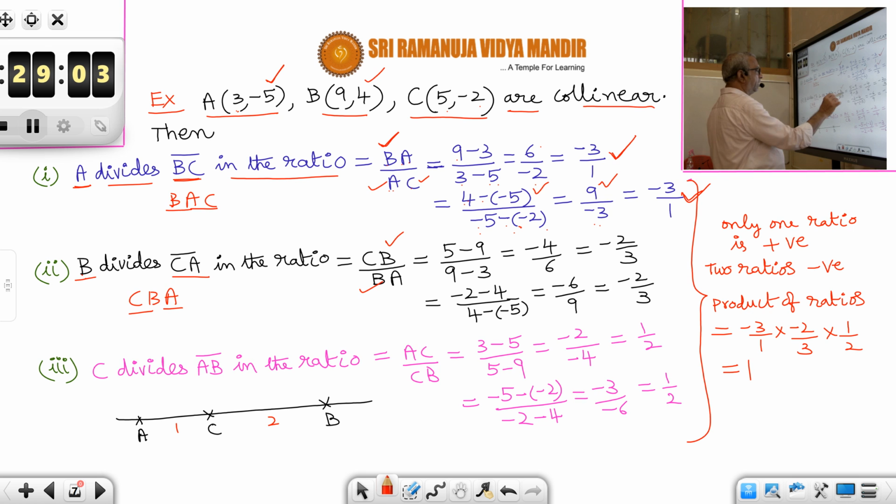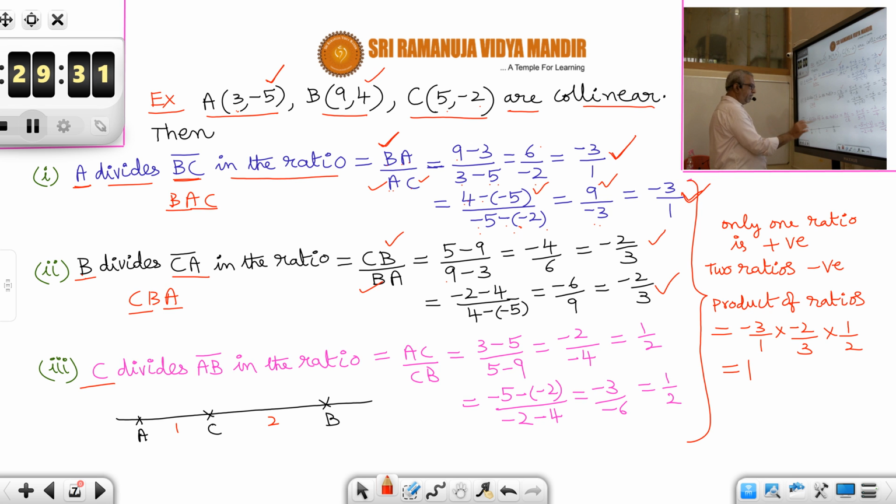Then using x coordinates, we get the x coordinate of C, 5, minus x coordinate of B, 9, by 9 minus x coordinate of A, which is 3. So minus 4 by 6, that is minus 2 by 3. Similarly, using y coordinates also you will get the same ratio, -2:3.